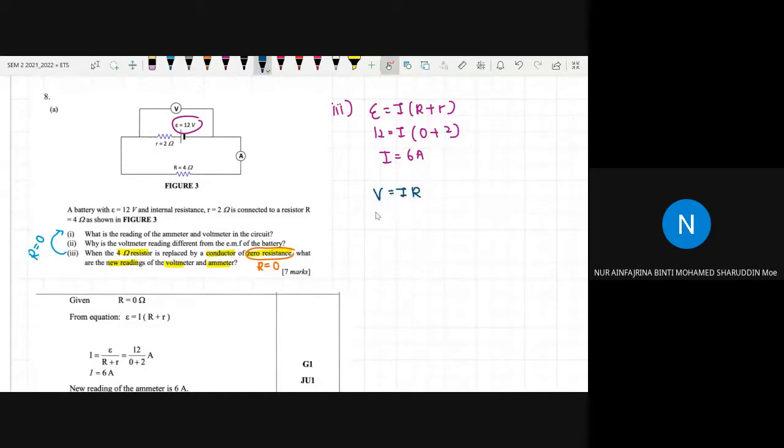So kalau masukkan dalam formula pun boleh nampak. So V equals to IR. So V kita nak cari. So I kita adalah 6 dan resistance kita berapa? Kosong. So dia akan jadi 0 volt. Okay, dia akan jadi 0 volt. Or boleh juga nak pakai formula lagi satu. EMF equals to V tambah dengan IR. So EMF kita 12. V kita nak cari. Current kita 6. Internal resistance kita 2. So kita tetap dapat 0 volt. So when there is no resistance, there's no flow of current.